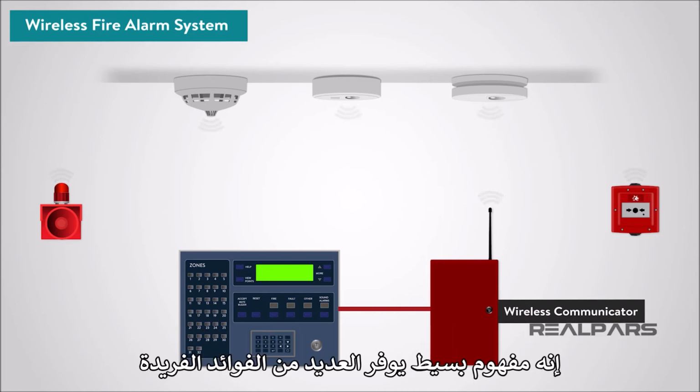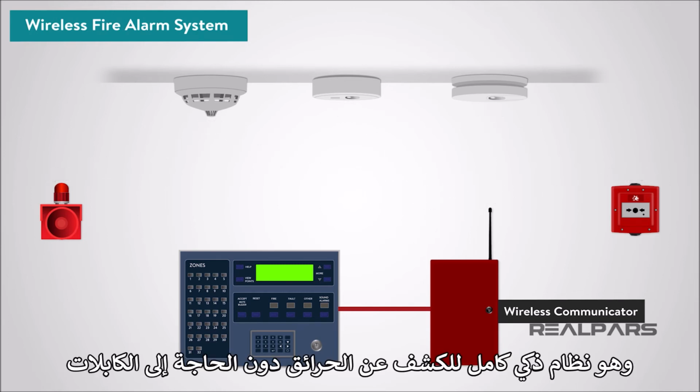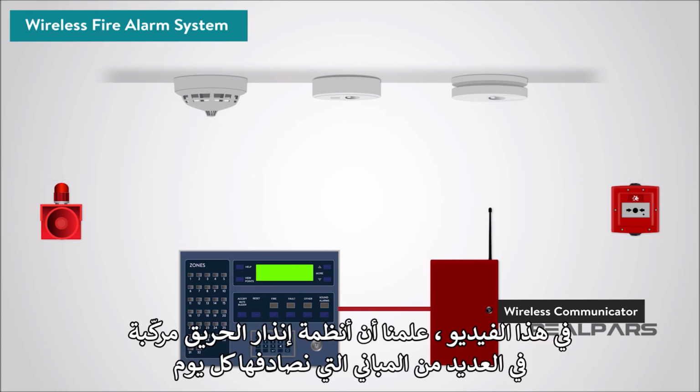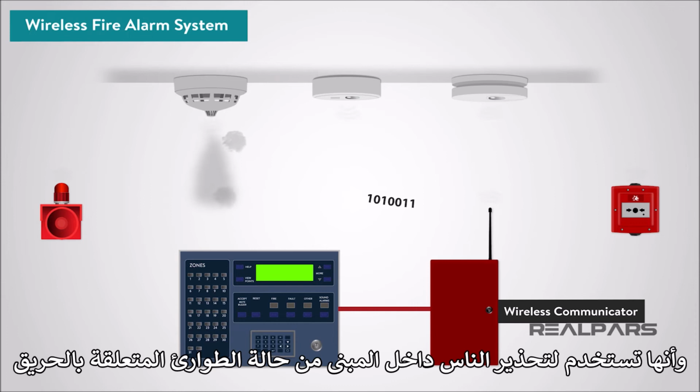It is a simple concept, which provides many unique benefits and is a full intelligent fire detection system without the need for cabling. In this video, we have learned that fire alarm systems are fitted in many buildings we encounter every day, and that they are used to warn people within the building of an emergency fire-related situation.